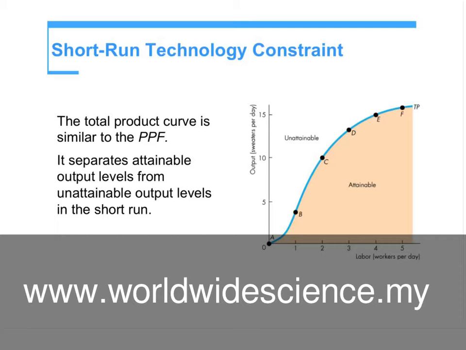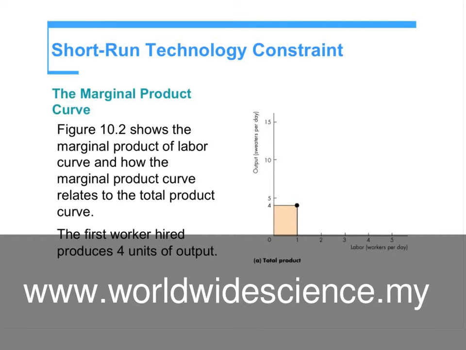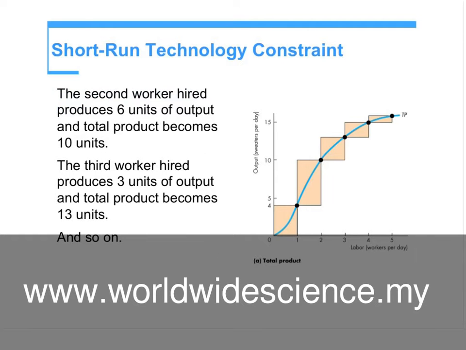The marginal product curve. So the marginal product of labor curve, and how the marginal product curve relates to the total product curve. The first worker is hired, produces 4 units of output, right? So one labor equals 4 production. So you see how the one unit increase increases the number of production. The second worker hired produces 6 units of output. So the total, 4 plus 6, is 10. The third worker creates 3 units of output, so altogether 13, and so on.